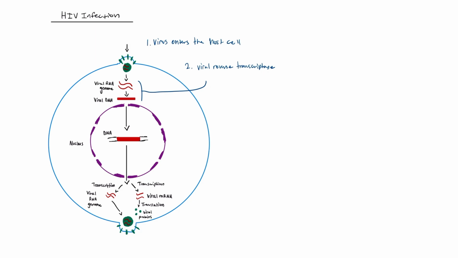And so from there, the copied DNA is going to enter the nucleus of the host cell. And so we want the DNA copy of the viral genome to enter the host cell DNA. But how does this happen? How does it actually insert itself?